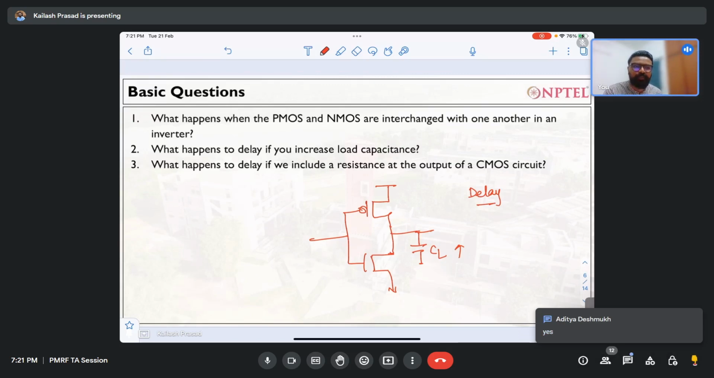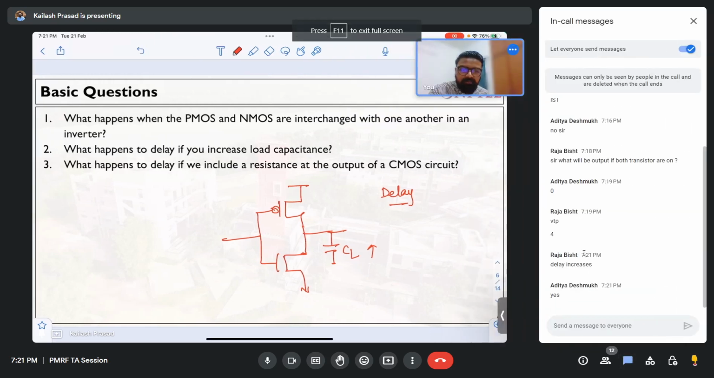Okay, Aditya is supporting. What about others? Very simple question. Just want to know. You can comment. Okay, I just have two answers, with 10 people over here. What happens if the load capacitance increases?